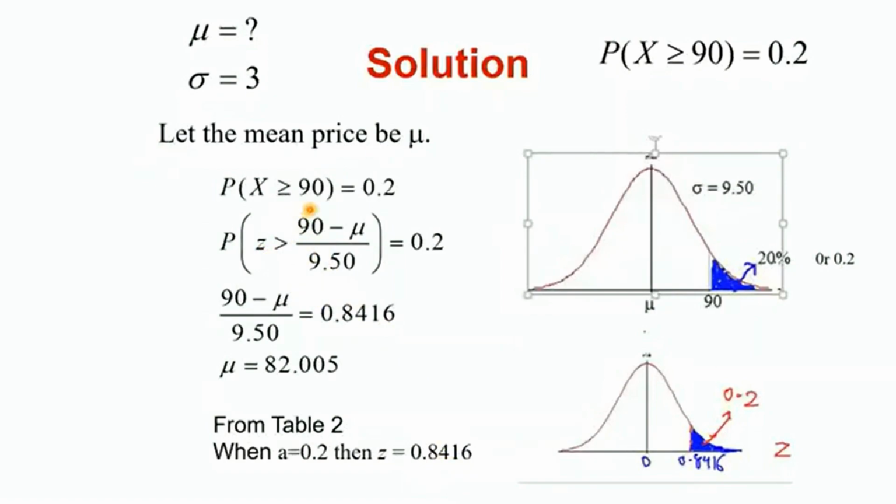Then 90 ringgit minus mu divided by 9.5, the probability of z more than this value is 0.2. I can let this value equal to the value from table 2 because the right side is positive, and compare. And then find the value of mu, because I know the probability, and based on the information given, I can find the value of the mean for this example.